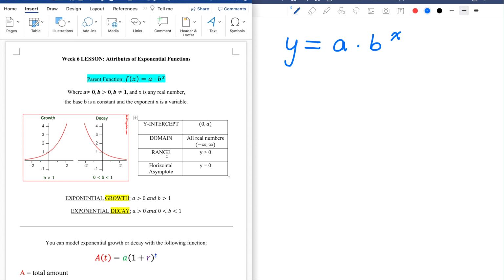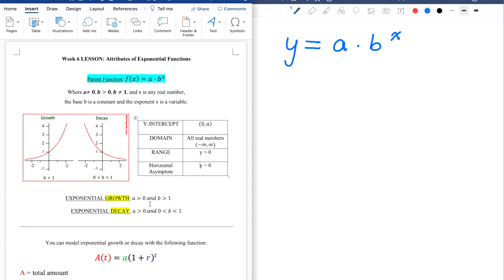The range of an exponential function will be y is greater than 0, which means that the graph will stay within the positive side of our coordinate plane. The reason it's not equal to 0 is because of our horizontal asymptote. A horizontal asymptote, or just asymptote in general, is a line that our graph will never touch. It will never cross. If we zoomed in really close, you will see that our graph will never actually touch, even though it may look like it from far away.